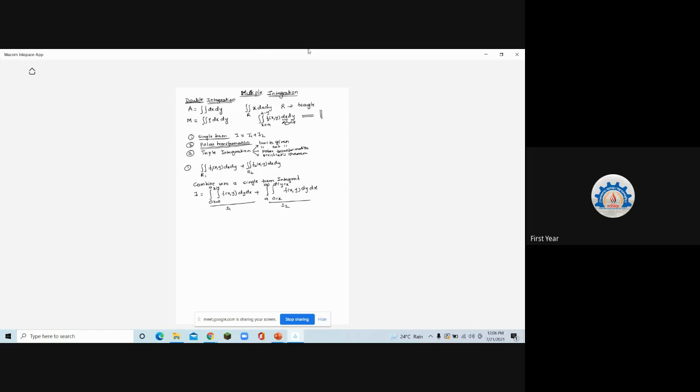I'll call the first one I1 and the second one I2. In I1, what are the limits? x is equal to 0 and x is equal to y. So let me draw the diagram. Which is the line x is equal to 0? The y axis. And y is equal to x is your required line. Another line, x is equal to y or y is equal to x. So this is your line.